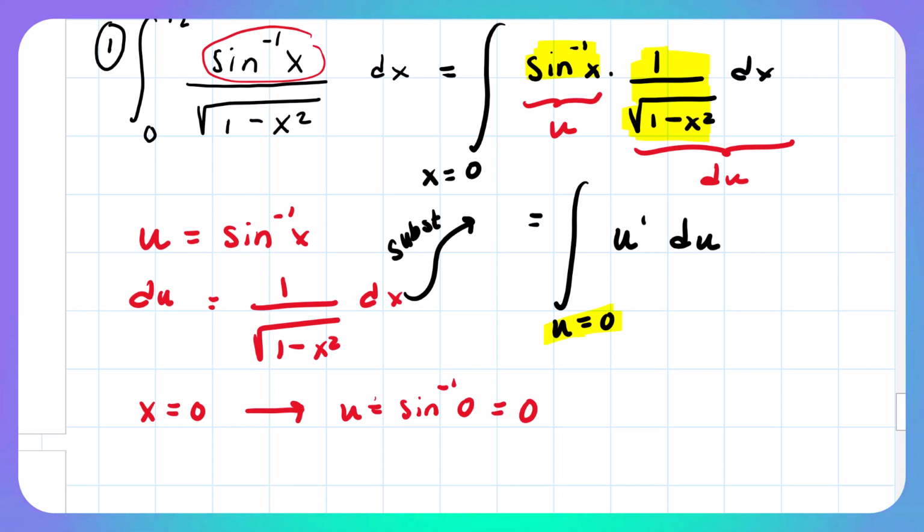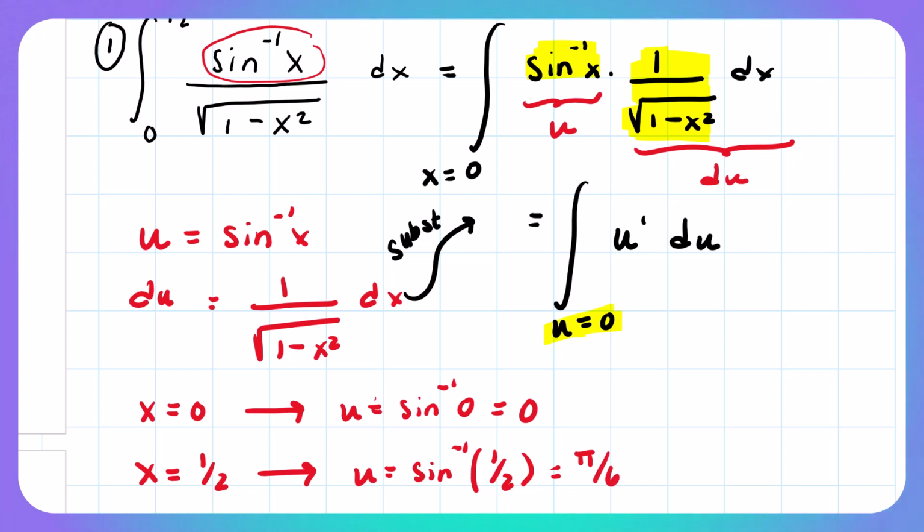Okay, now let's also change the upper bound. So when x is 1/2, what would u be? Well, u would be the inverse sine of 1/2. And so we're saying, okay, on that restricted domain for the inverse sine, what angle has a sine of 1/2? Well, that would have to be pi over 6. So we'll change that bound to u equals pi over 6. Now again, what we're doing here is saving ourselves some time in the end. We won't have to go back in terms of x.